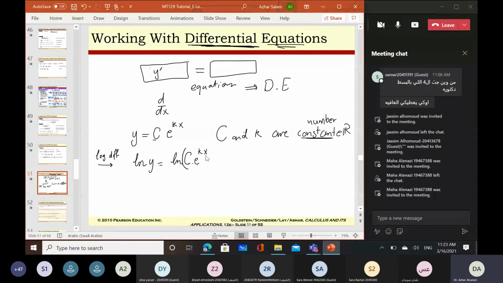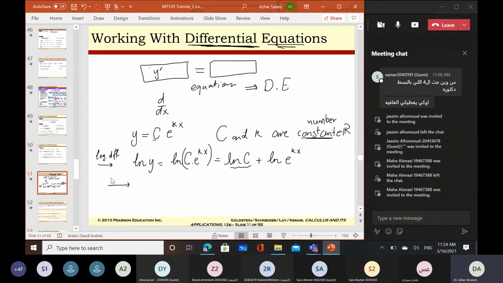So I will apply the logarithm of the product, which equals ln c plus ln e to the power kx. So I have here ln y equal to ln c, which is a constant. Notice that the logarithm of any constant number is also a constant, plus ln e to the power kx.